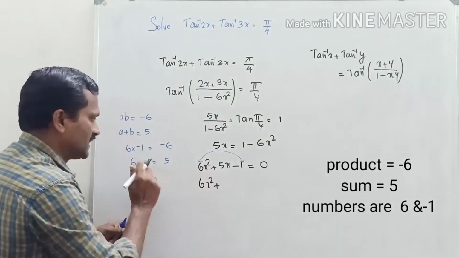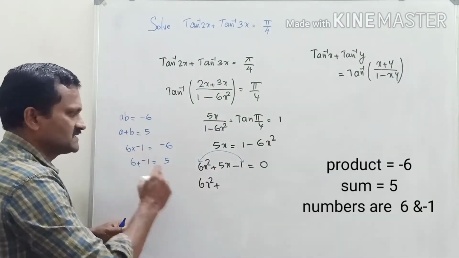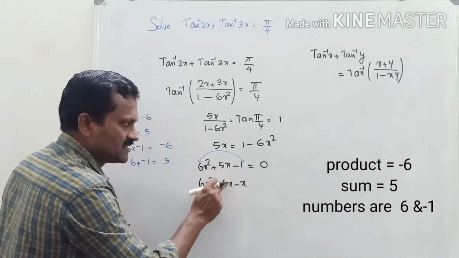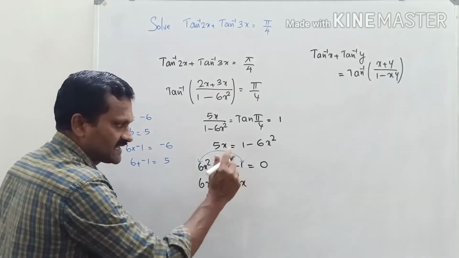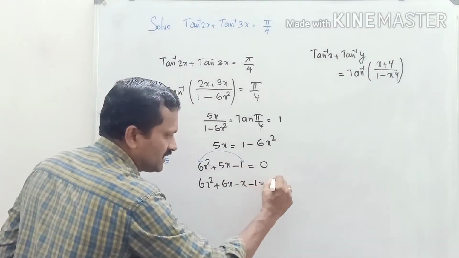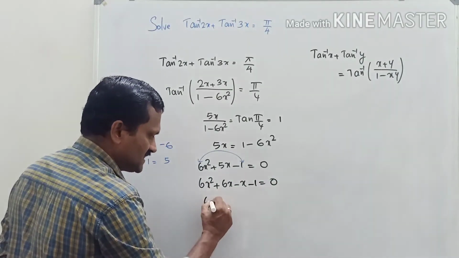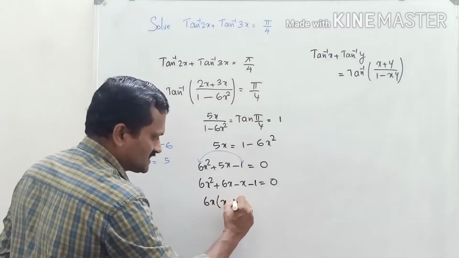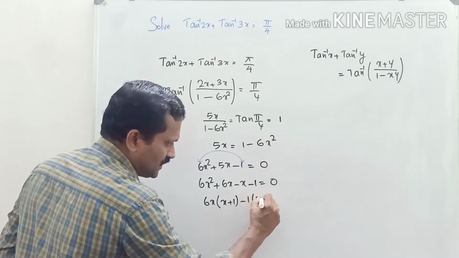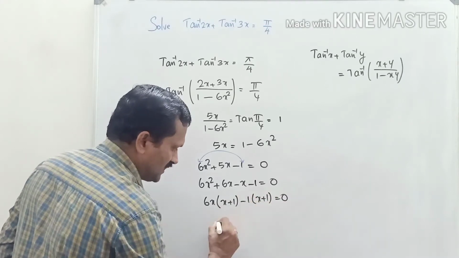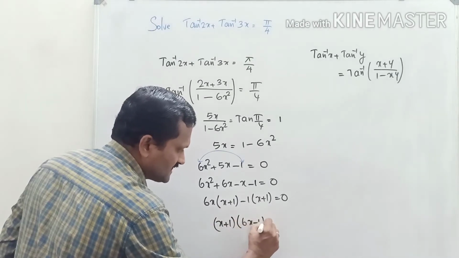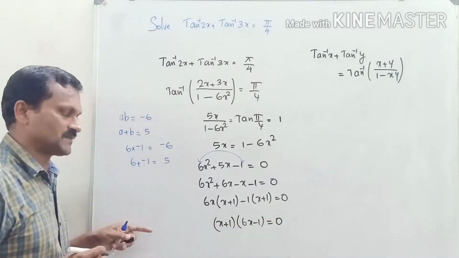6x square plus... numbers are 6 and minus 1. That is 6x minus x. 5x can be written as 6x minus x, minus 1 equal to 0. 6x is common here: 6x into x plus 1 minus 1 into x plus 1 equal to 0. Means x plus 1 into 6x minus 1 equal to 0.